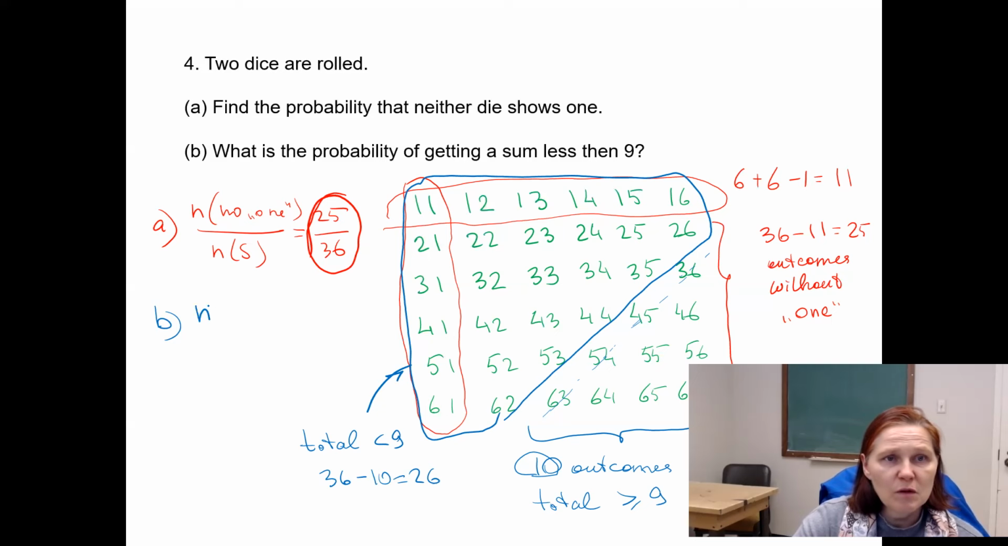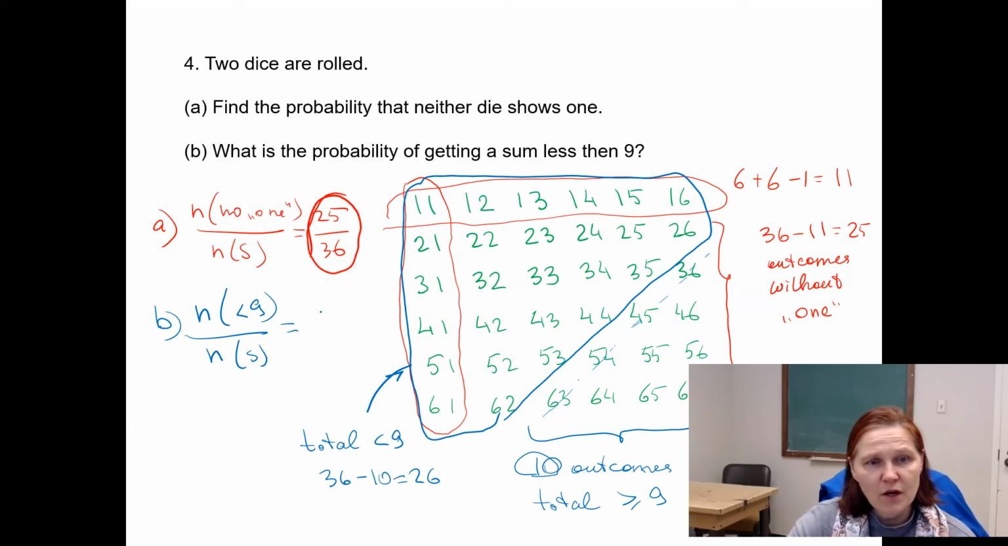So the probability of getting a sum less than 9 will be the number of outcomes in the event, total less than 9, divided by the number of outcomes in the sample space. The number of outcomes in the event is 26, in the sample space is 36, and we can simplify this fraction. Both numbers are even, so we can divide by 2, 13 over 18.